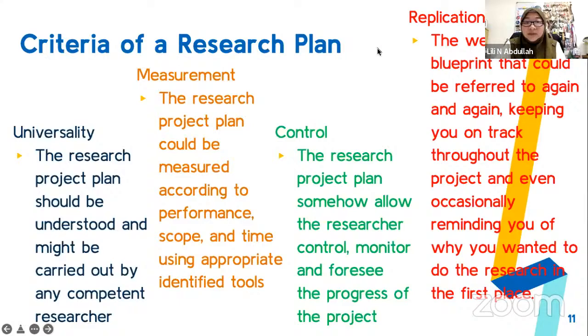And the last criterion that you need to put in your research plan is replication. It means that a research plan is a blueprint that we can go back and refer to, so that we are on track. The word is on track. We have to follow our plan so that we are on track in terms of scope, not only time, but the scope. We are not going lower or beyond and so on. It always reminds us what to do next, what to do now, and what to do before. So these are the four criteria that make your research plan effective: universality, measurement, control, and replication.